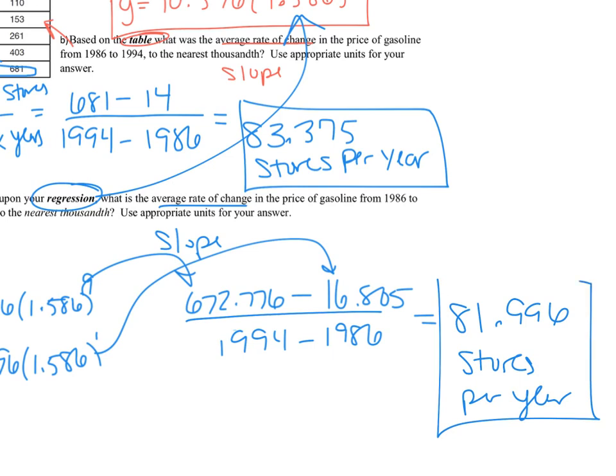Now, of course, this is not exact. Remember, your regression equation is only a prediction based upon the data. So these will never be exact. They should be close, which they are. They're only about 2 off, not even. So I think that the regression equation was a pretty decent fit.